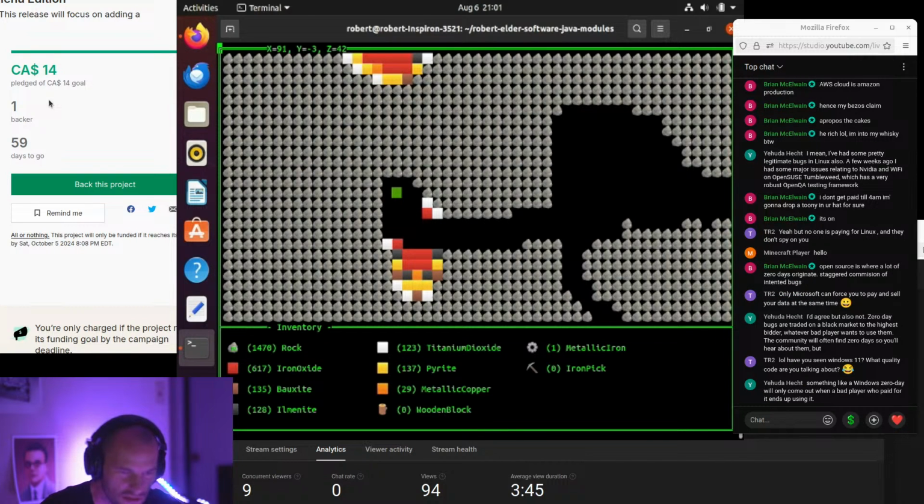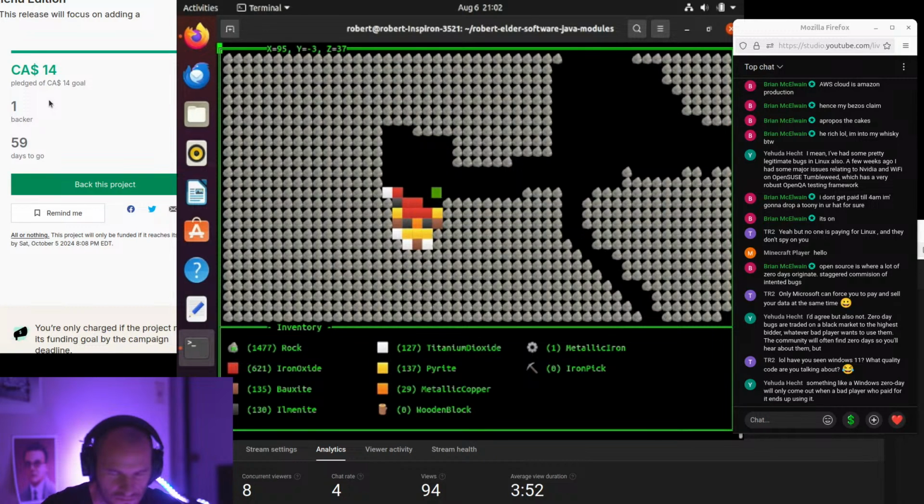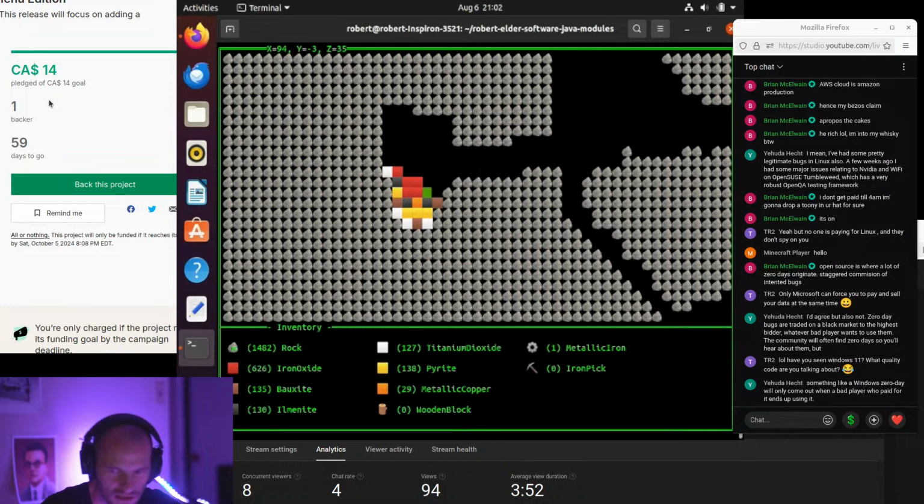I agree, but also not. 0-day bugs are traded on the black market to the highest bidder, whatever bad player wants to use them. The community will often find 0-days, so you'll hear about them. But something like a Windows 0-day will only come out when a bad player who paid for it ends up using it. Yeah, that's the thing. It's a different threat model, I guess.